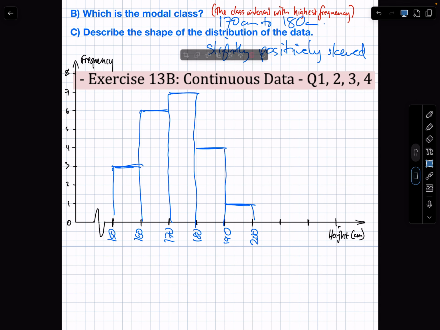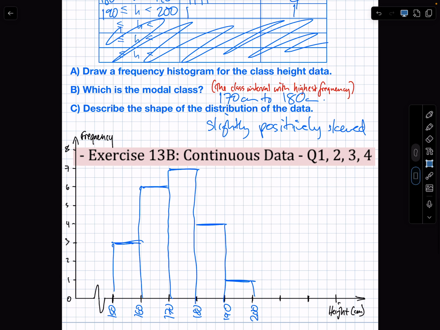Your work for today, so you can start talking. You seem to be obsessed with that today. 13B, 1, 2, 3, 4. I'll stop the recording.